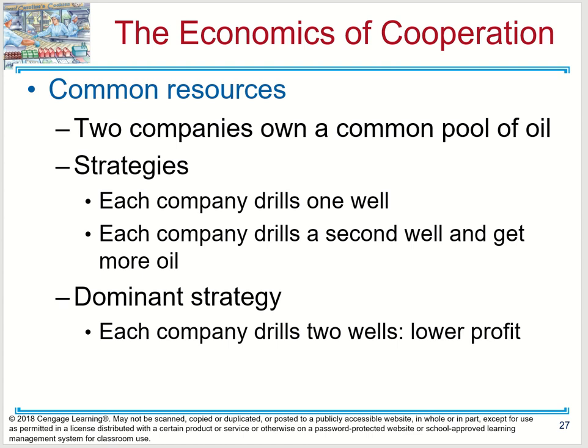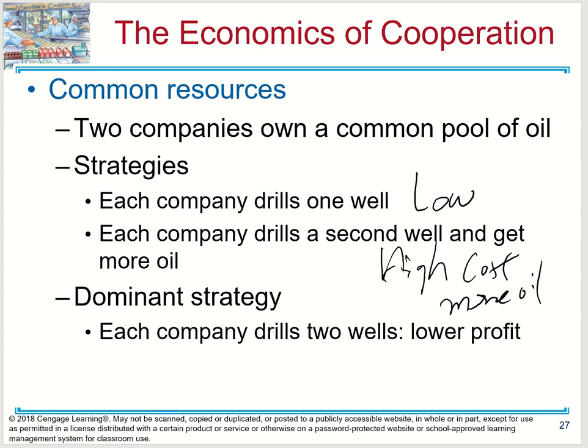So if two companies own the same pool of oil, every company has a choice. Do we just do one well, which means it's very cheap, so low cost? Or they can do two wells, which means higher cost, but you might also get more oil out. So high cost, more oil. All right, so let's see how this will play out.